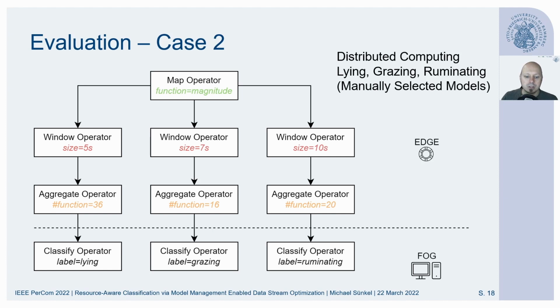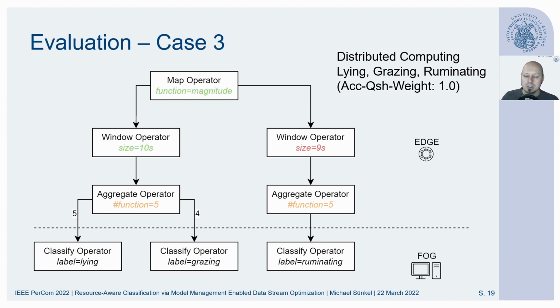The second evaluation case is working with the very same manually selected models, but now we enable distributed computing, meaning that not all of the processing is taking place at the cloud node, but we optimize for operator placement and also use processing of edge and fog nodes. Evaluation case 2 can be considered as the second baseline evaluation case. This is not a trivial one because data is already distributed among the participating physical nodes.